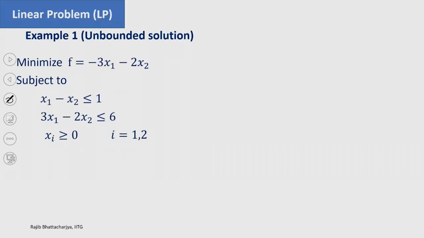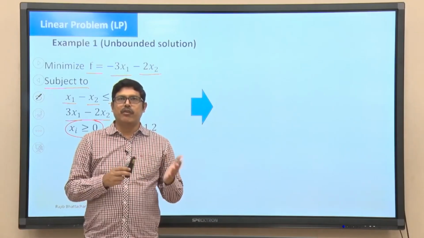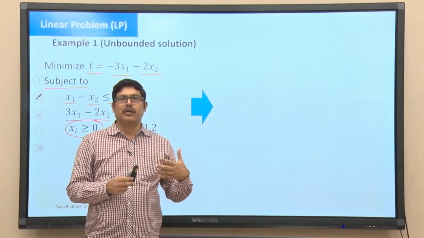Okay. So, here the problem is minimize f equal to minus thrice x1 minus twice x2, subject to x1 minus x2 less than or equal to 1, thrice x1 minus twice x2 less than or equal to 6, and all xi are positive, and we have two variables. So, therefore, i equal to 1 to 2. Now, what is the first step? The first step is I have to convert this problem to the standard form.